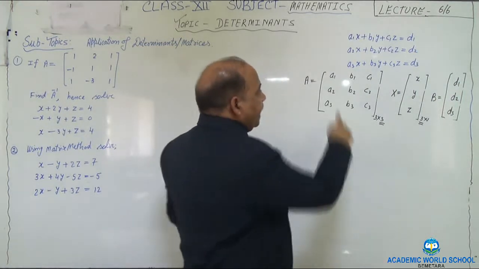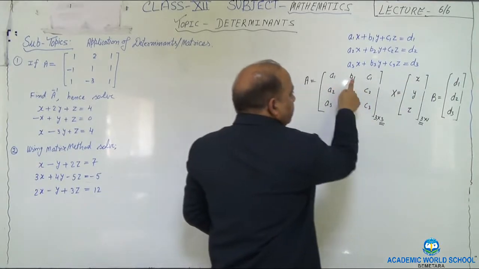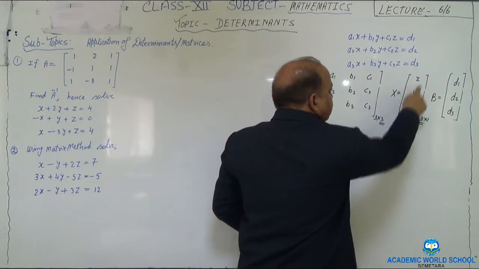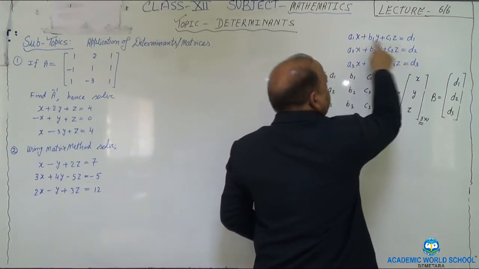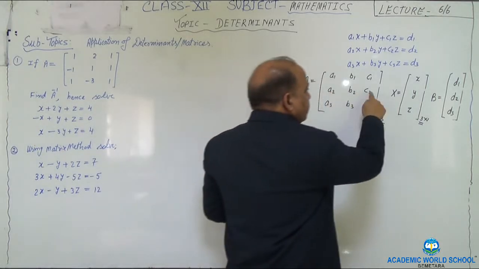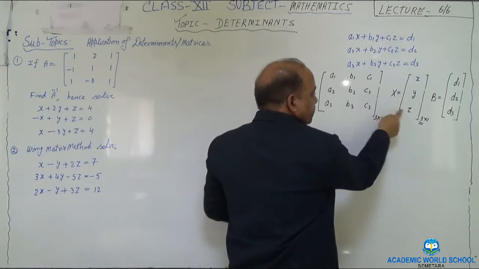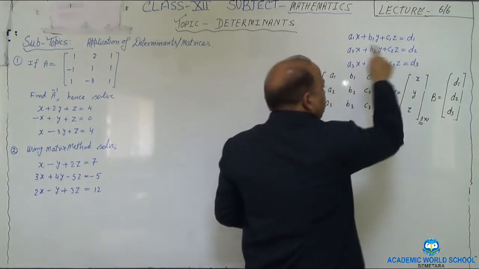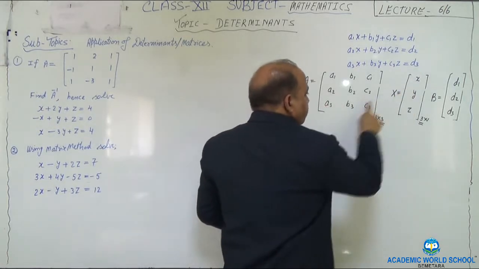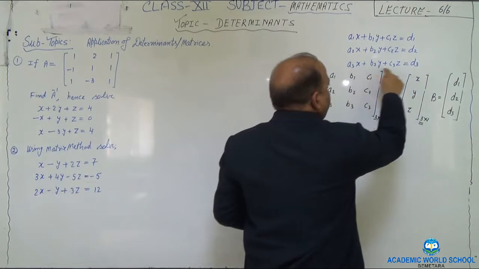So if I multiply first row by first column, what will come? A1x plus B1y plus C1z. So you are getting this, and this is nothing but the same thing that is written. Clear? Multiply second row by this column: A2x plus B2y plus C2z. This is nothing but the left hand side of this second equation. Now A3x plus B3y plus C3z, when we are multiplying, we are getting this.